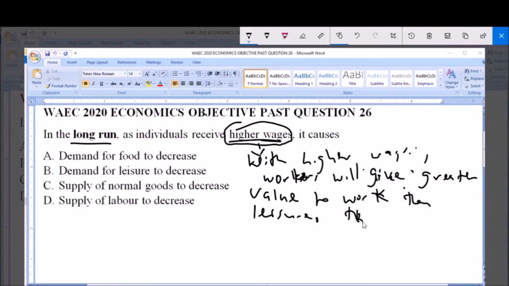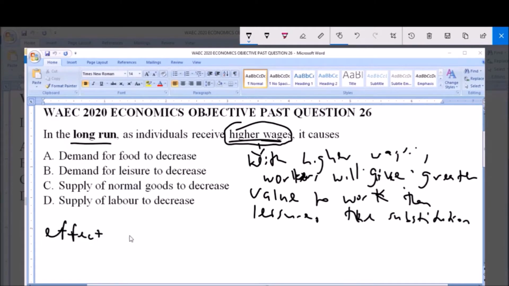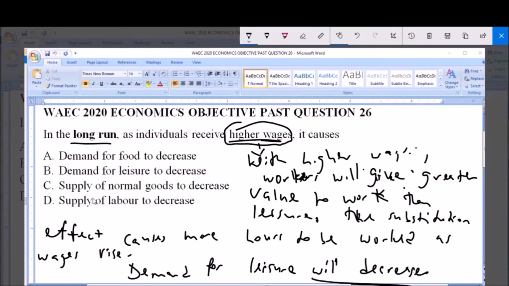So this substitution of leisure for work, the substitution effect, causes more hours to be worked as wages rise. So because of this effect, the demand for leisure will decrease. So option B, demand for leisure to decrease, is the correct answer to this question.